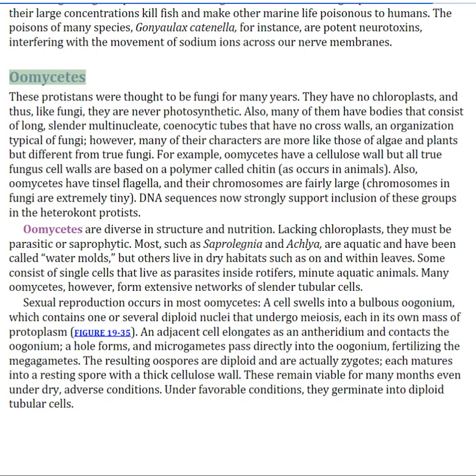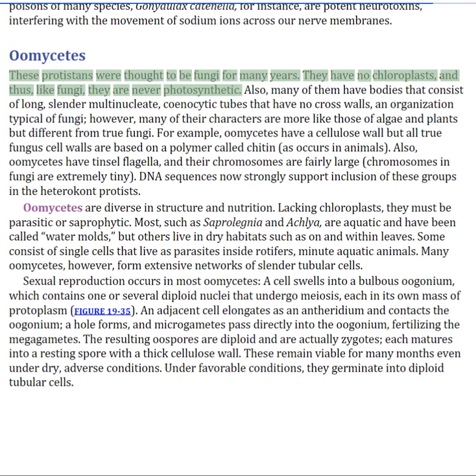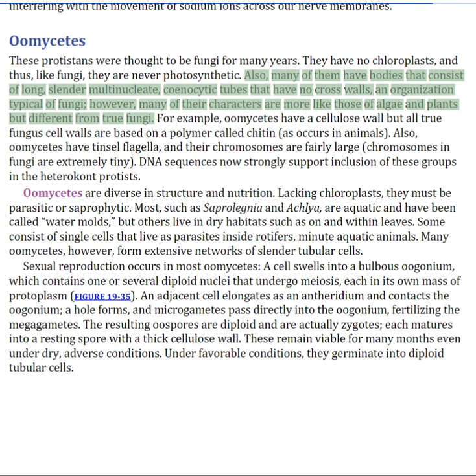Oomycetes. These protistans were thought to be fungi for many years. They have no chloroplasts, and thus, like fungi, they are never photosynthetic. Also, many of them have bodies that consist of long, slender multinucleate, cenocytic tubes that have no cross walls, an organization typical of fungi.